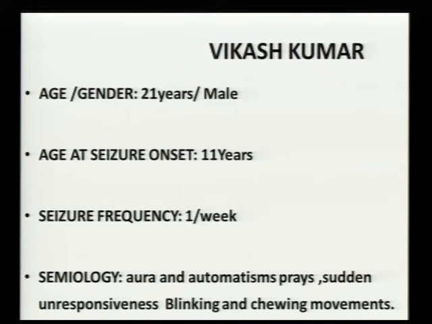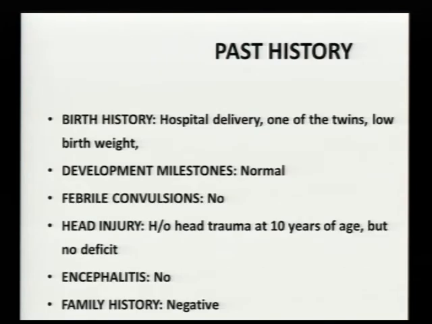Non-dominant, probably non-dominant involvement. So his past history was that he was one of twins, and there was low birth weight. No definite history of perinatal asphyxia though. Developmental milestones were normal and there were no febrile convulsions. However, there was a history of head trauma at the age of 10, after which he had a few minutes of loss of consciousness, but no deficit. There was no encephalitis and family history is negative.